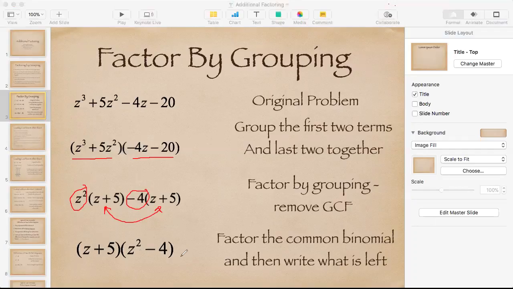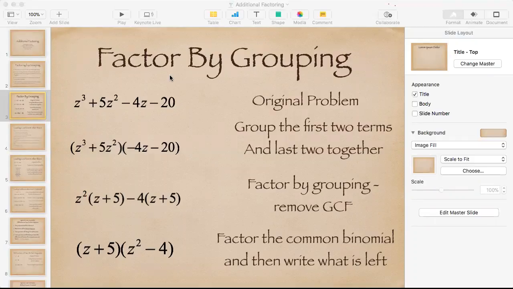At this point, I'm going to allow you to leave these like this, but a little bit later on, in one of our next lessons, we're going to see that this z squared minus 4 can be factored further. So we'll have to do a little bit more work with that. But again, anytime you see 4 terms, you're going to want to group them. So you can group the first 2 and the last 2 terms together. And again, if you need to move anything around, you can.